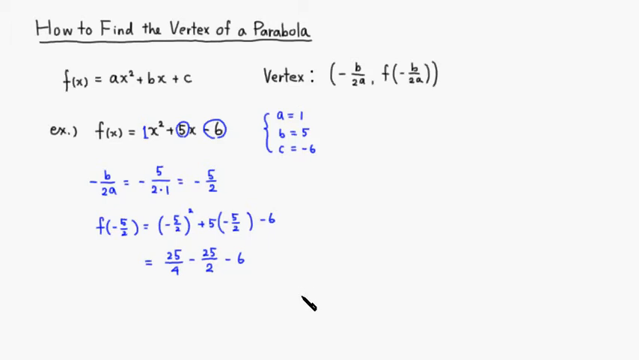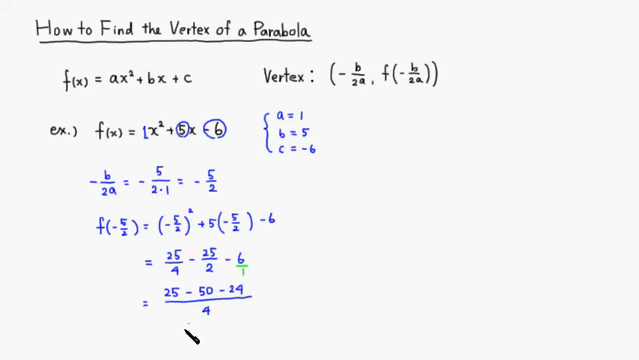So let's take the common denominator, which will be 4. So I put 4 here. It's 25 over 4, so it's 25 right here. We have to multiply 2 to get to 4, so I'm going to multiply 25 by 2, and that's 50. And it's 6 over 1, so we want to turn it into 4, so you have to multiply that by 4. 6 times 4 is 24, so minus 24.